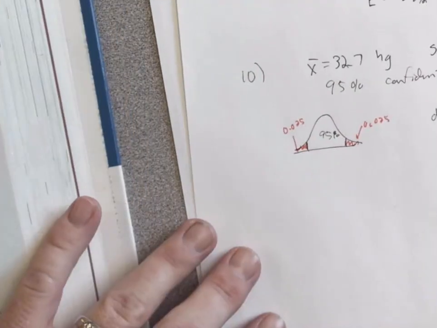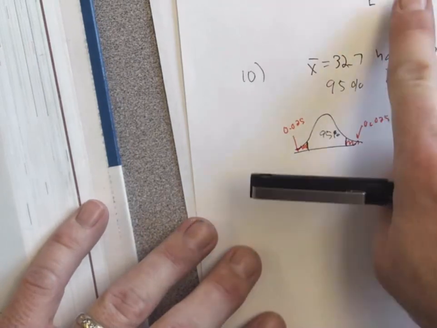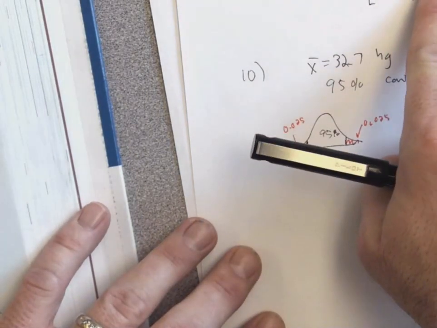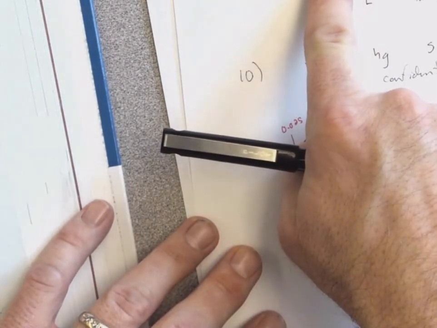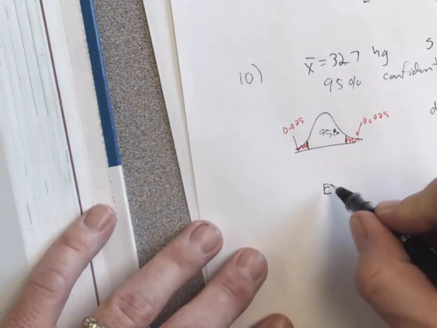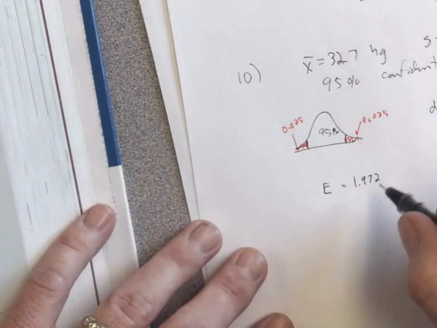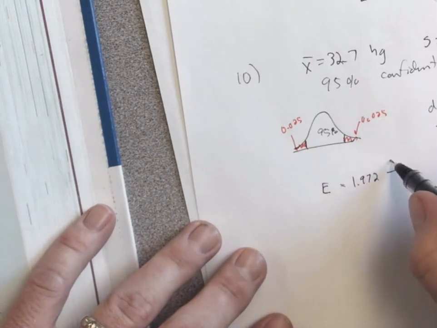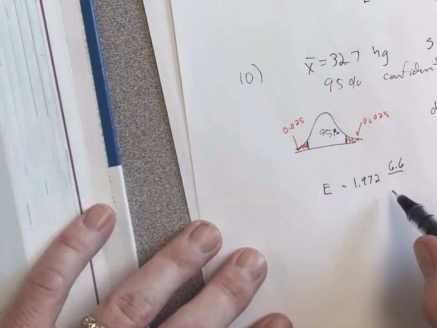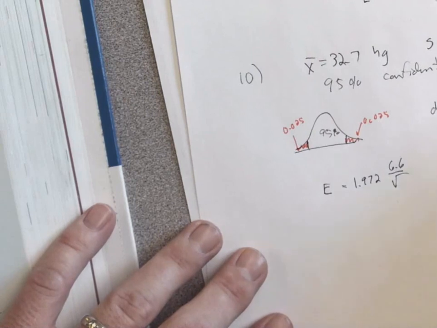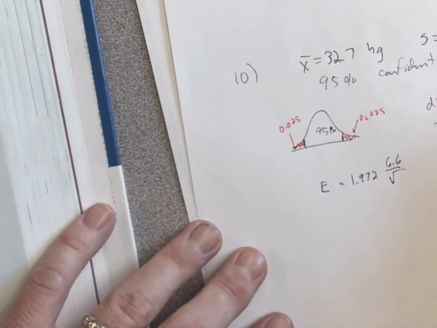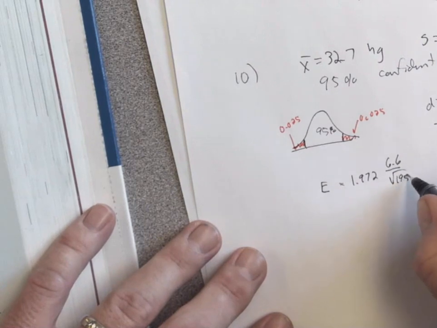Okay, so now we can find everything. We have it all. You guys agree? I have T alpha over 2, I have S, I have N, I even have X bar, don't I? Okay, so let's find E. E is equal to your T alpha over 2, which is 1.972, multiplied by S, which was given, which is 6.6, divided by the square root of N, which is going to be the square root of 195. Don't forget to use N, not the degrees of freedom, okay? I've seen that happen a couple times, so 195.